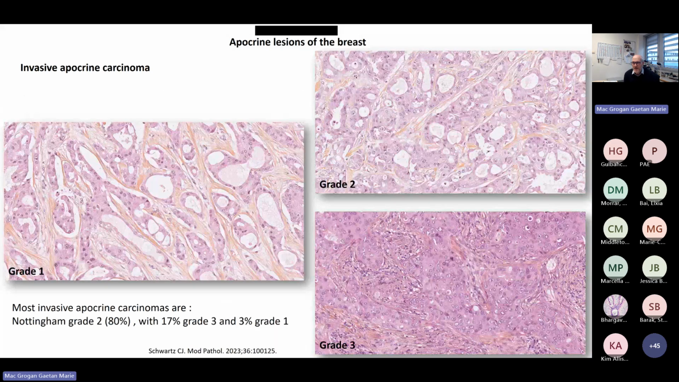So let's look at the grading of these invasive apocrine carcinomas. This is an example on the left of grade 1, on the upper right image grade 2, and then grade 3 on the bottom image. In the series of Schwartz et al., most of the apocrine carcinomas were Nottingham grade 2, 80% in their series. Then there were 17% that were grade 3 and 3% that were grade 1.